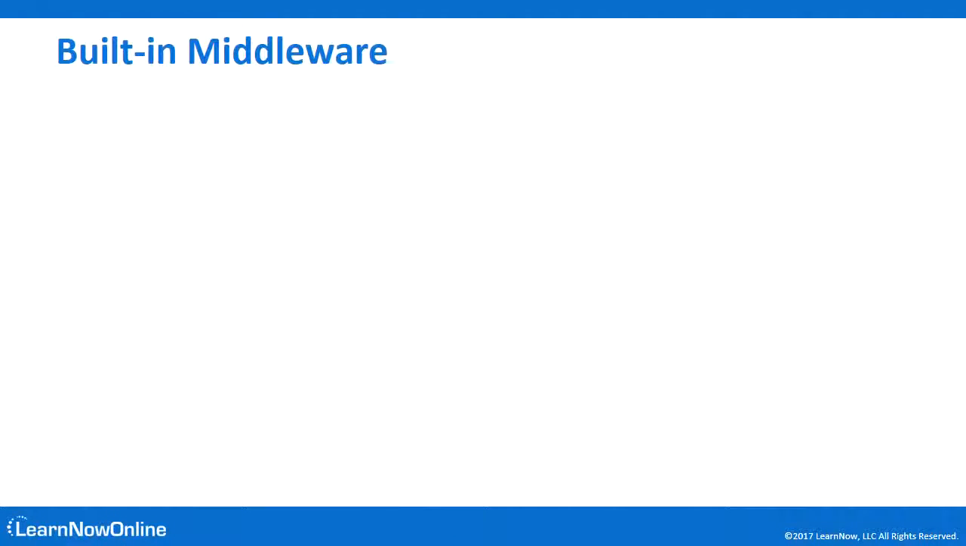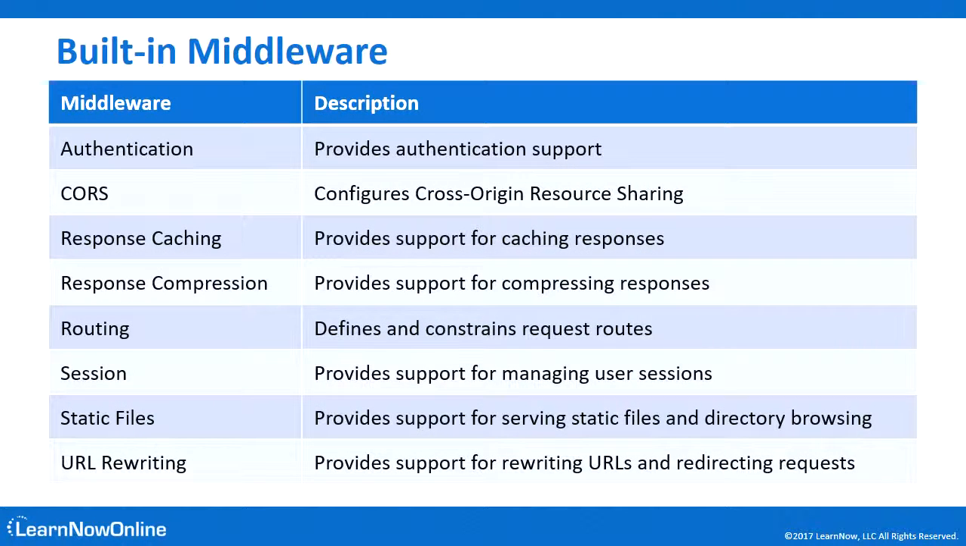Now, one of the nice things about ASP.NET Core is that it ships with a bunch of middleware components right in the box, literally. So there's authentication, that one I've talked about a couple times, which provides authentication support. CORS to configure cross-origin resource sharing. Response caching is a big one if you need to cache portions of your page. It provides support for caching responses. You can compress your responses. Routing, not available just to MVC. You can use it with other kinds of ASP.NET Core applications. And it defines and constrains request routes.